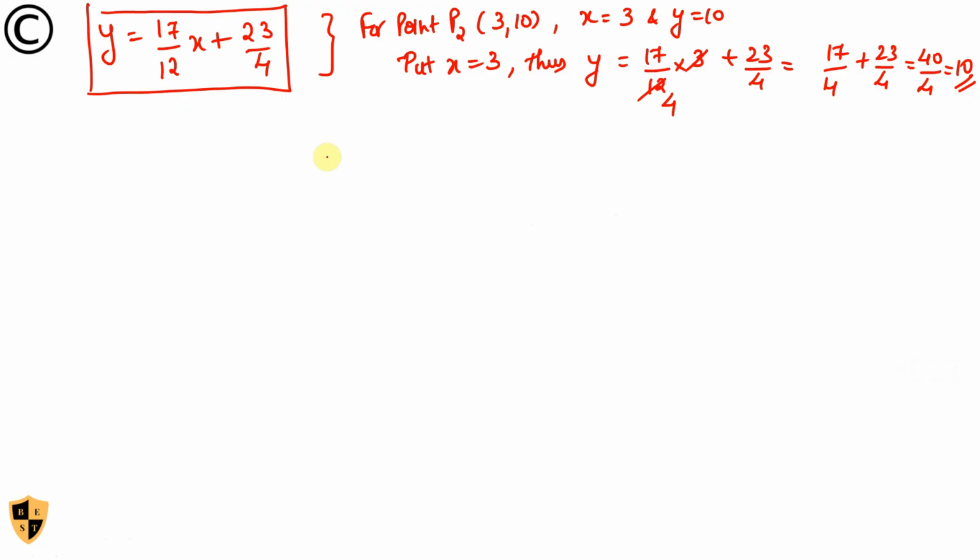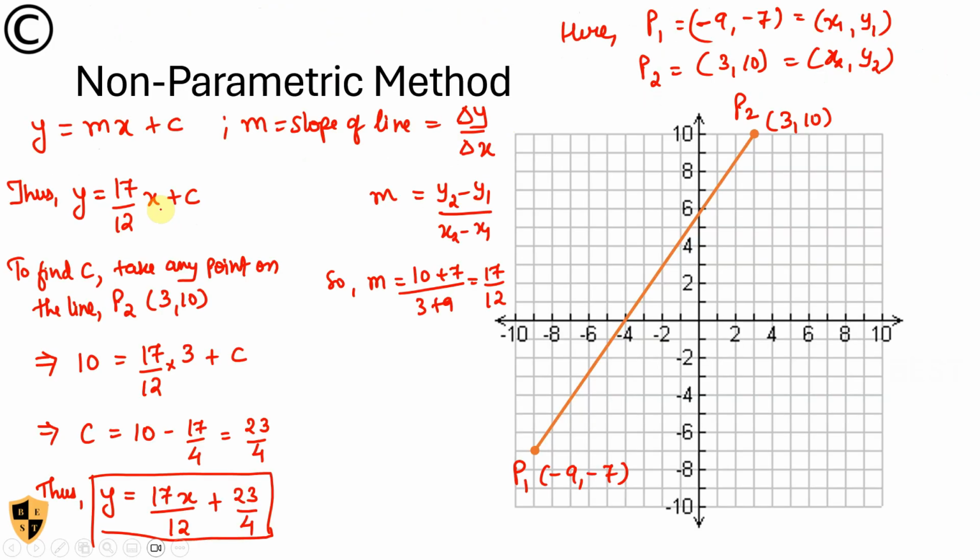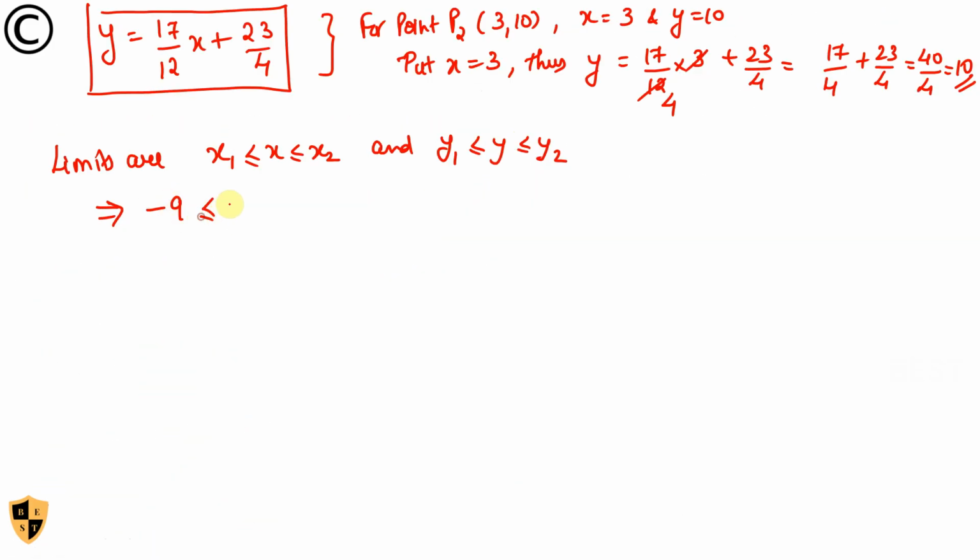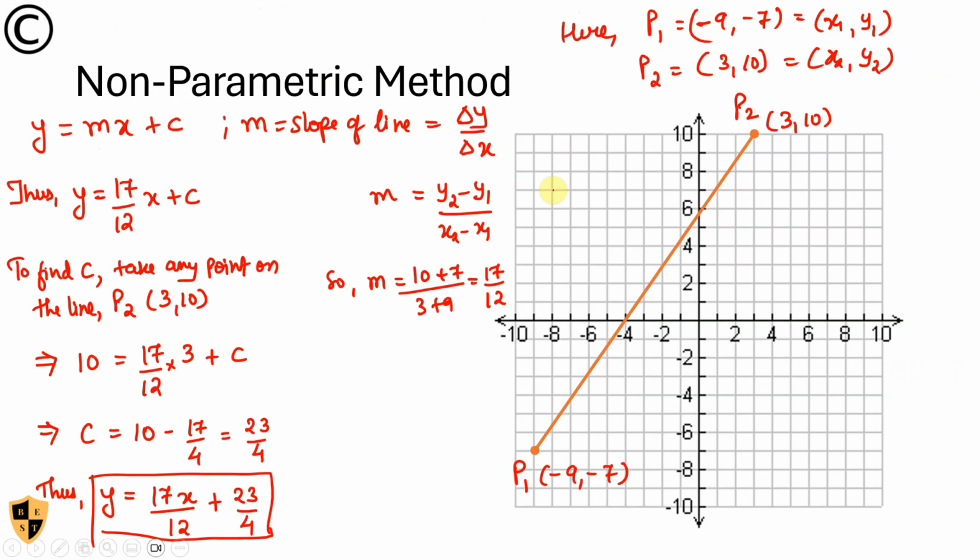Now what you can see is that if you have this equation and you want to get all the points on the line, you have to vary the values of x and y, right? The limits of x would be from x1 to x2, and y1 to y2. What it means is x varies from -9 to 3, and y varies from -7 to 10, right?